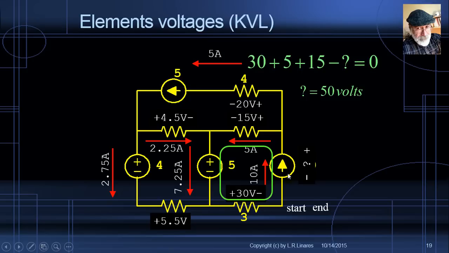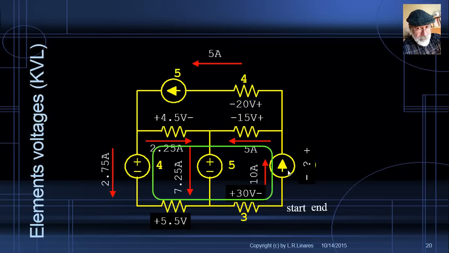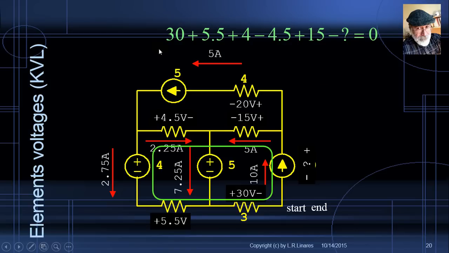Is that the only way to compute that? Of course not. We could have used this other loop. More computations, but why not? Let's start at the same point here and proceed again clockwise. From start to the left, going up by 30 volts, going up by 5.5, going up by 4, going down by 4.5, and going up by 15, and finally going down by question mark, that is 0. Check it out. Going up by 30, up by 5.5, up by 4, down by 4.5, up by 15, and down by the question mark. Arrive at the start point equals 0 and solve for the question mark, which is again, of course, 50 volts.